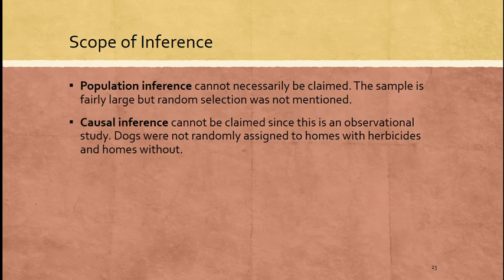Population inference cannot necessarily be claimed. The sample is fairly large, but random selection was not mentioned. If it's not mentioned, we don't assume that there is random selection, so we can't assume population inference. Causal inference cannot be claimed because it's an observational study. Dogs were not randomly assigned to homes with herbicides and homes without.